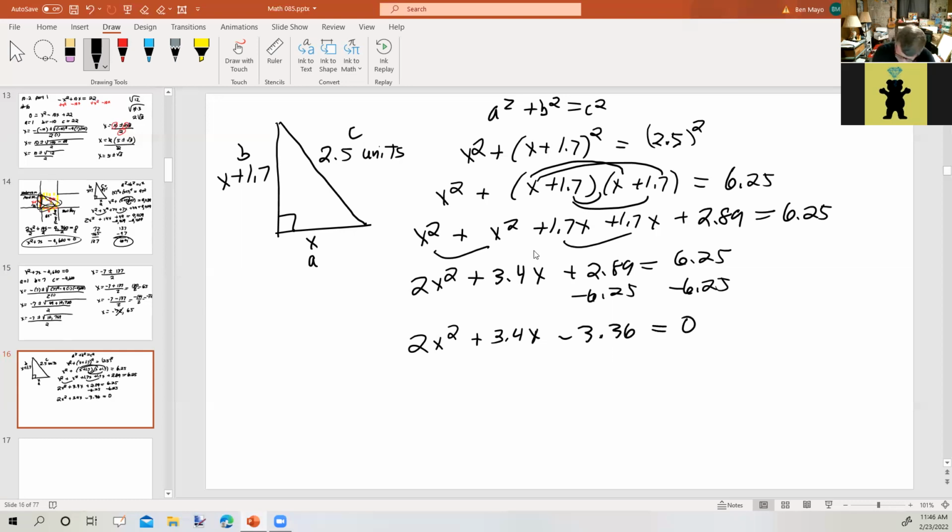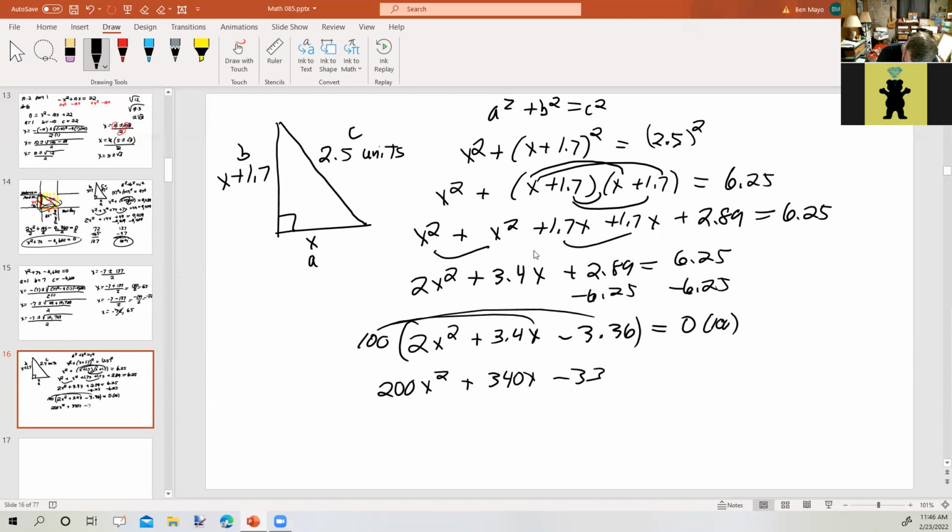Well, let's get rid of the decimals, okay? So we're going to multiply everything by 100. So I'm going to get 200x squared plus 340x minus 336 equals 0. Now I've gotten rid of the decimals, but I also see that this thing has huge numbers. And again, it's kind of up to you how much time you want to spend making things nicer. I can see that a 4 is common to all of them. So I'll divide everybody by 4.